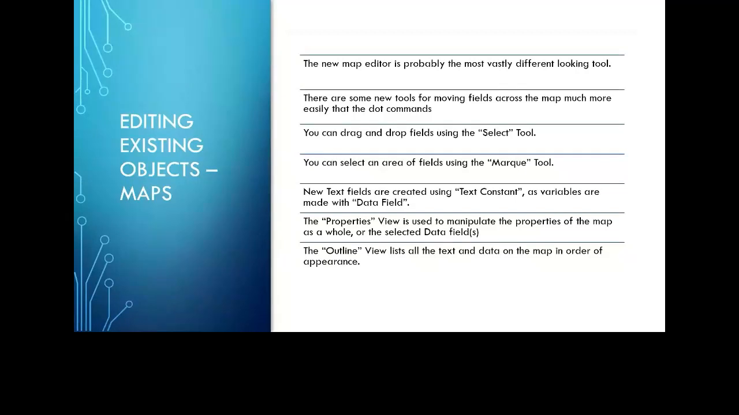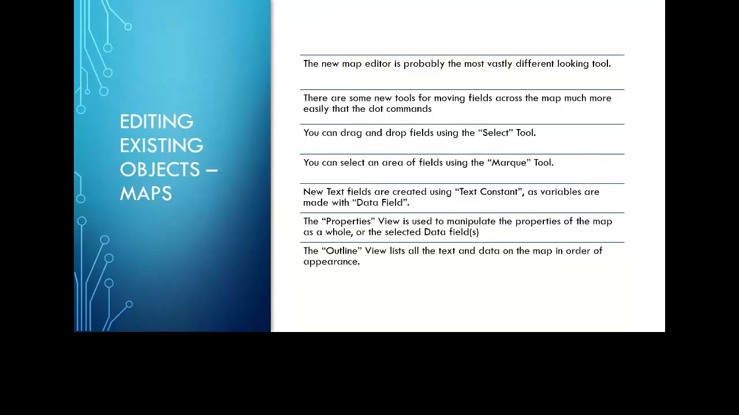And then the properties view is used to manipulate the properties of the map as a whole or select the data field. So the way that the properties view works when you're viewing a map is if you don't have any variables or text fields selected on the map, it will work as the properties for the map as a whole. But if you have clicked on any objects on the map and have them currently selected, it will be the properties for that field.